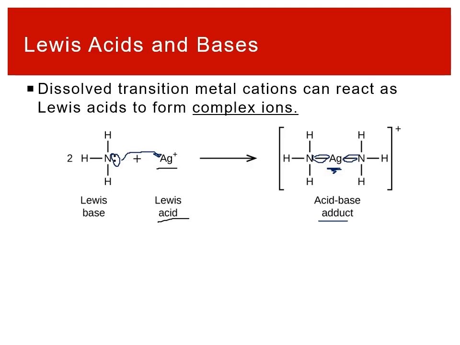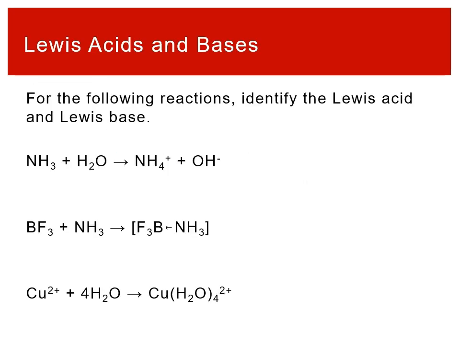And so these do form. It's very common that transition metals are Lewis acids, and they react with anything that basically has a lone pair on it. So let's look at some reactions and identify the Lewis acid and Lewis base. I've got ammonia reacting with water, BF3 reacting with NH3, and then copper cations reacting with water.